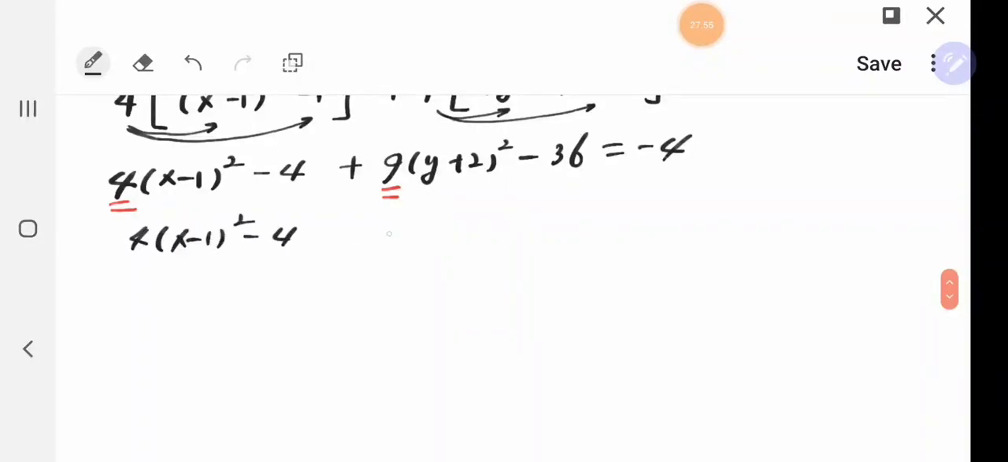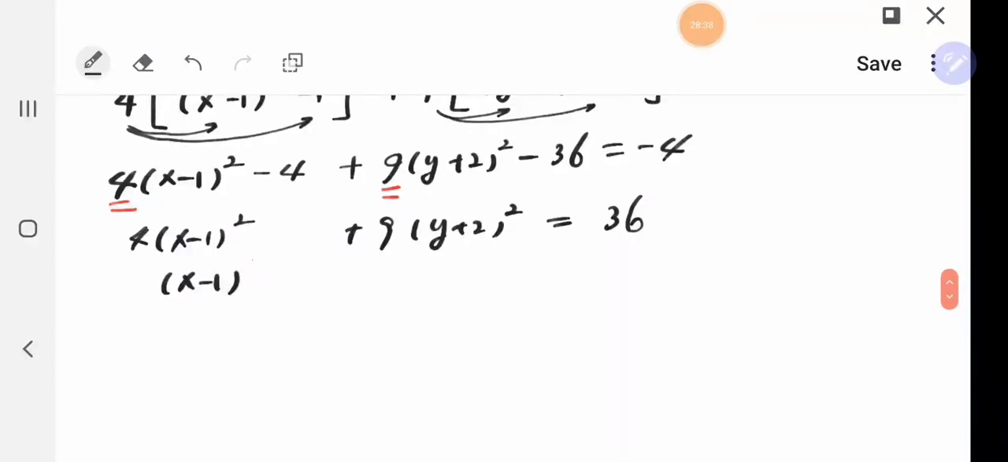Let's move the constant minus 36 to the right, so it becomes plus 36. We have another 4, sorry, so move this 4 to the right as well. So negative 4 minus 36 is negative 40, and moving it to the right gives plus 40. So 40 minus 40 is 36. Now let's divide each side by 36.